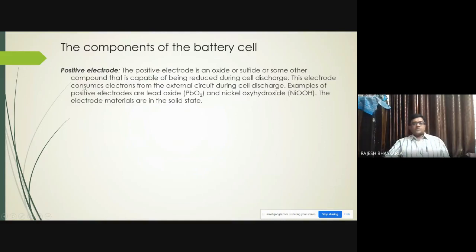Now the positive electrode. We have seen the positive electrode. If you read the statement in books, it will be defined like this: the positive electrode is an oxide or sulfide or some other compound that is capable of being reduced during cell discharge. So you have to understand that the positive electrode reduces during cell discharge. Please remember that the positive electrode reduces during cell discharge.